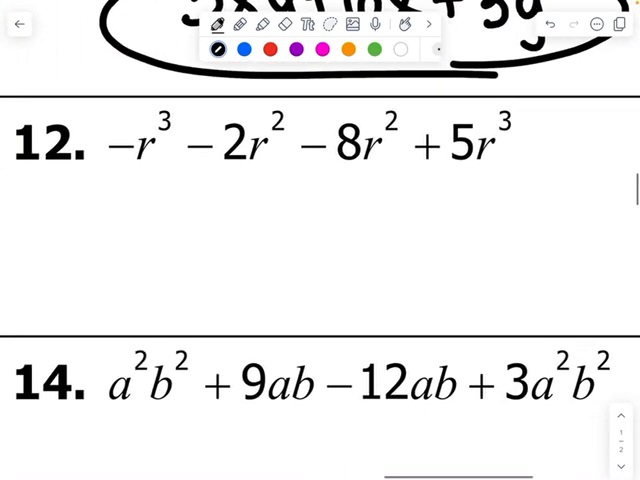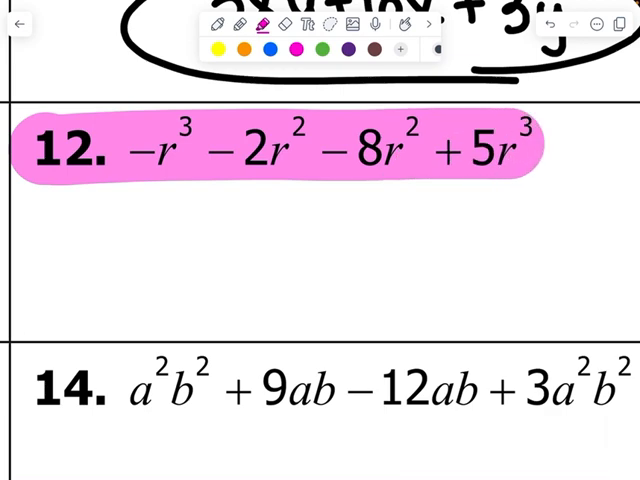I'm going to have you go ahead and do number 12 without me. I'm going to give you a little bit of time, and then we'll check our answer together.